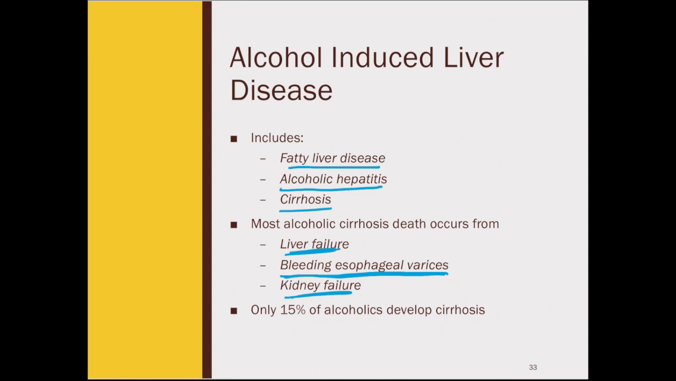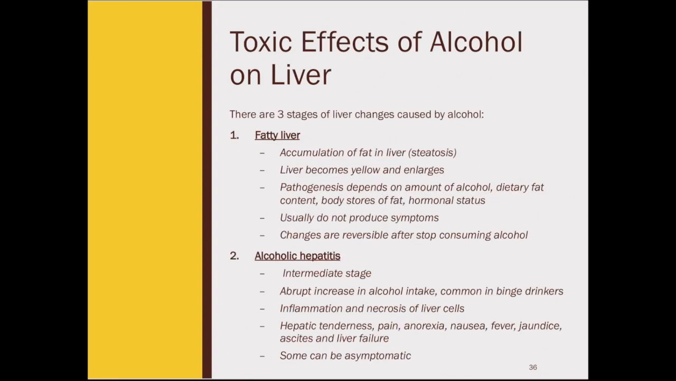Interestingly enough, though, only about 15% of alcoholics develop cirrhosis. So we often think that if you continue to drink, overindulge in alcohol, you're going to get liver disease, but it's actually a fairly small percentage of alcoholics, and we don't know why. It probably has to do with genetics.